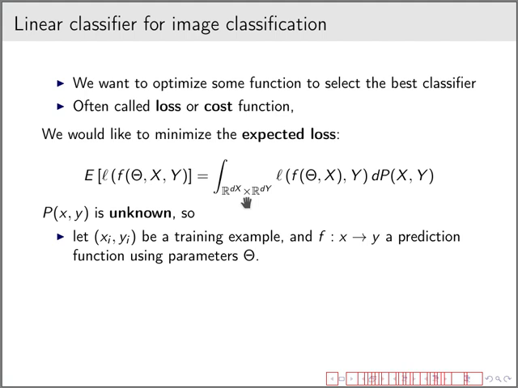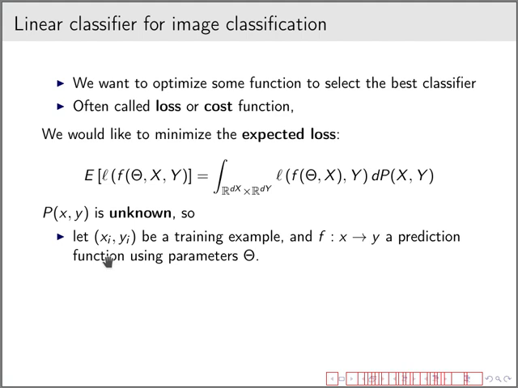For some problems we do know P of X and Y. For example, the probability that, let's say, we roll a die and the number that we have is a prime number. So for this case we have all the probabilities, but for images we don't. So how can we compute that if we don't have access to the expected loss?